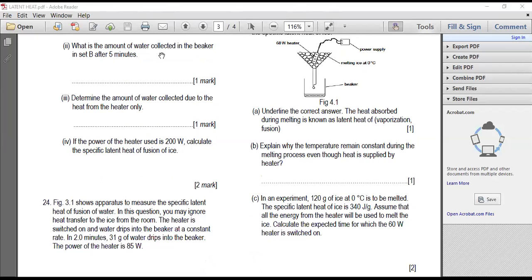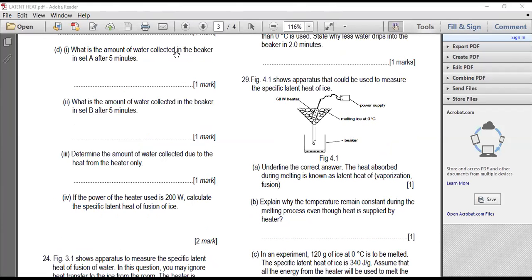For this one you can use Q equals ml. Change Q to Pt, so Pt equals ml. The power is 200, and the time is 5 minutes, convert to seconds, so 5 times 60. The mass is 180 gram, convert to kilogram, 0.18. This must be in kg, so divide by 1000 to convert to kilogram, and then times L.